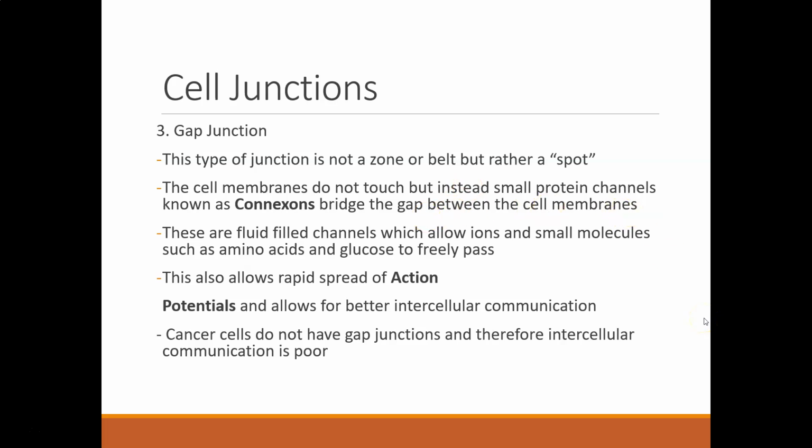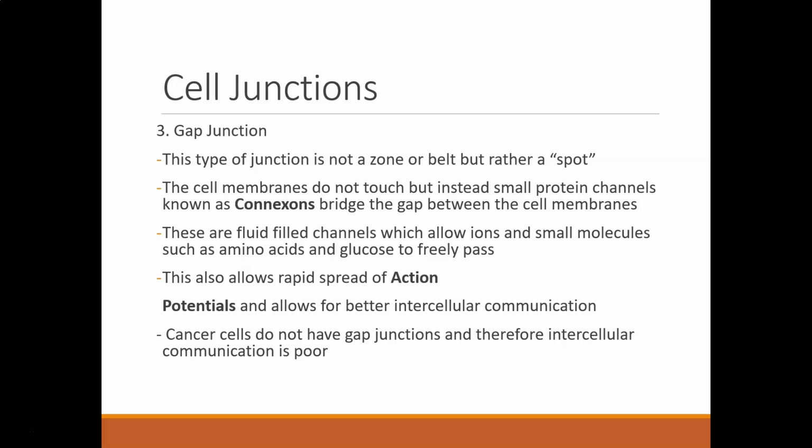Within these connexons, there is a fluid, so they are known to be fluid-filled channels, and their whole role is to allow ions and small molecules, such as amino acids, to easily and quickly pass from one cell to another. So these allow compounds and substances to very easily and quickly pass from one cell to another.